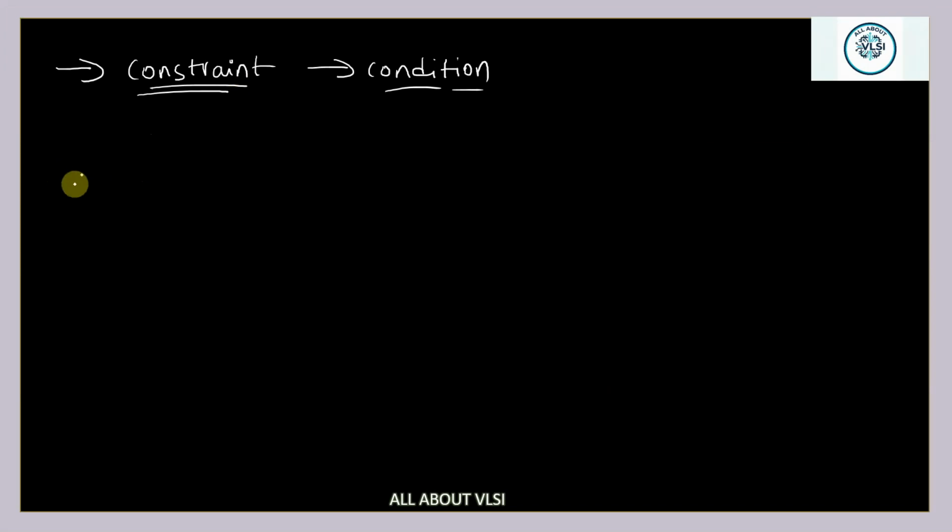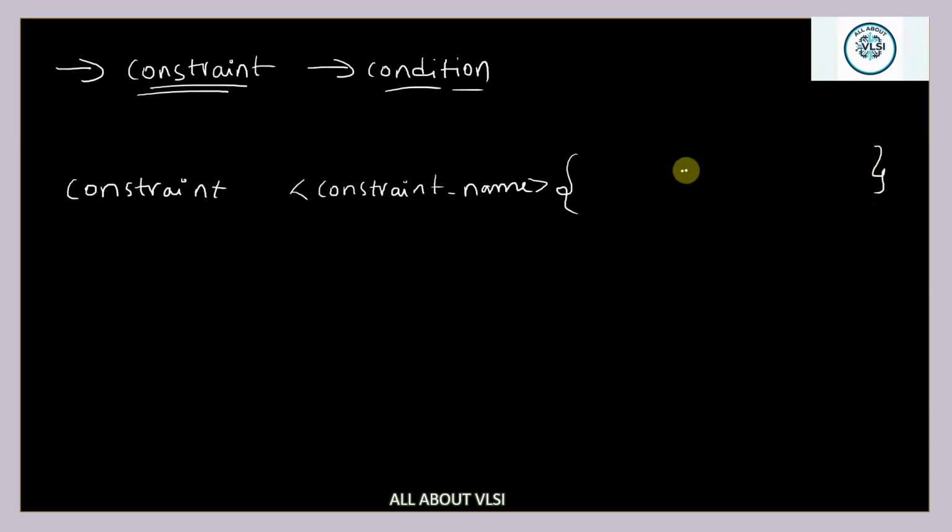Now, how to use it? You are going to use a keyword known as constraint, followed by the constraint name, whatever name you want to have, and followed by curly braces. In the curly braces, you give whatever expression or condition you want to have. And the semicolon will be inside the curly braces, but not outside the curly braces.